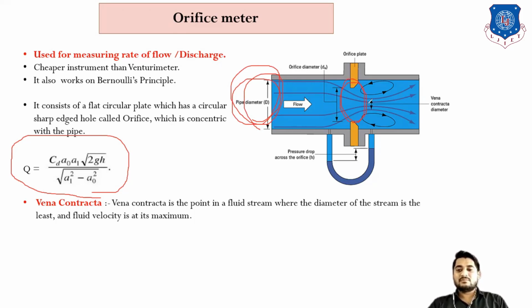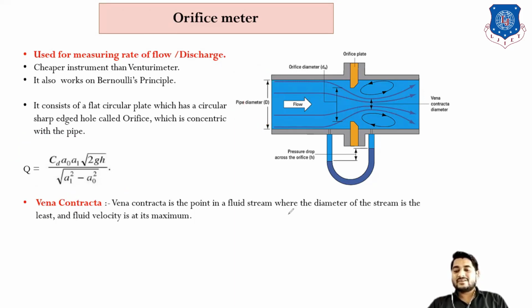So what do you mean by vena contracta? Vena contracta is a region where the diameter of the stream is minimum and velocity is maximum. Let us see, suppose fluid is flowing in this way. Due to the orifice meter it gets deflected from its path, and after some distance from the orifice meter the area of the stream will be minimum. That distance or that area is known as the vena contracta. Clear students? Okay, so let us understand some basic concepts about the orifice meter.